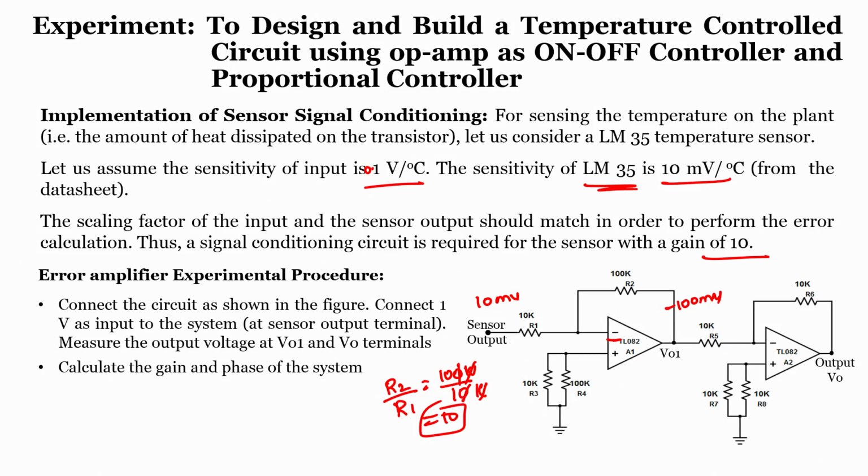Because of that reason, the output of the first stage of the inverting amplifier circuit has been connected to the second stage of an inverting amplifier with a gain of 1. Since the gain is 1, there is no change in the amplitude of the output voltage, but there will be a phase change, because it is also an inverting amplifier. So, we will get output as 100 milli.